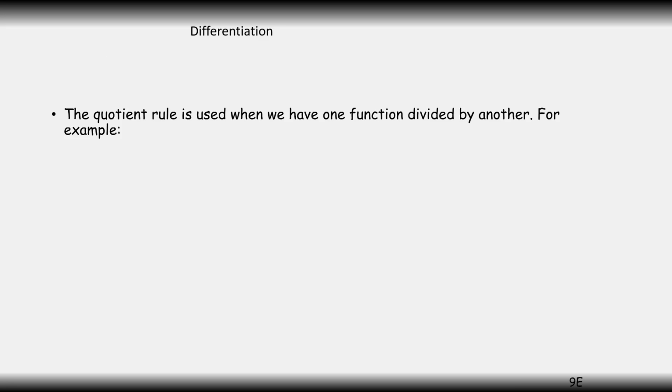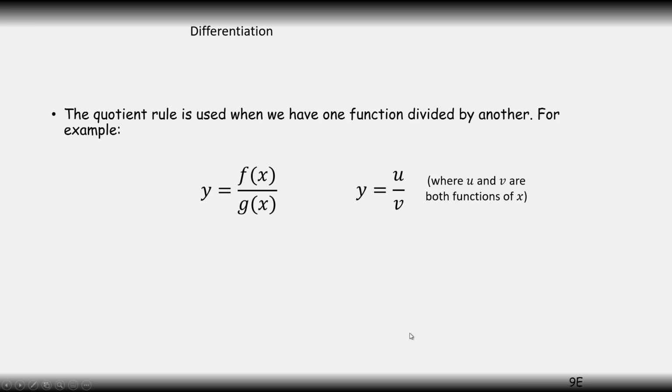Okay, so we use the quotient rule where we have two functions and one's divided by the other, such as if you have y is equal to f of x over g of x, or more commonly we tend to write y is equal to u over v, where u and v are functions of x. So hit pause, copy some notes down. This is a type of function we're going to be differentiating, u over v. When you're ready, hit play again, and we'll look at how we differentiate them.